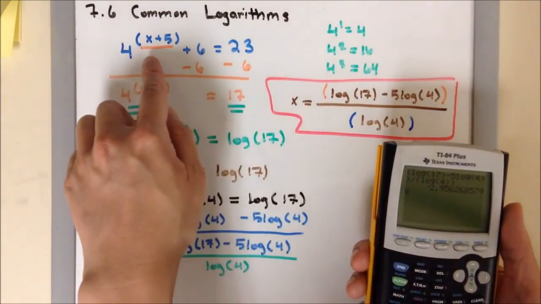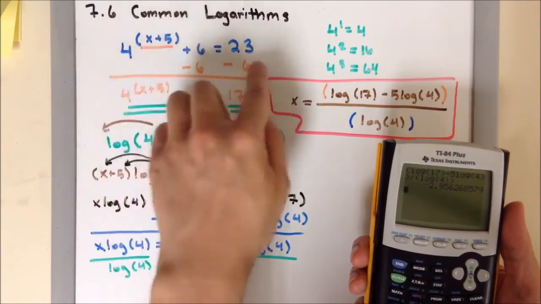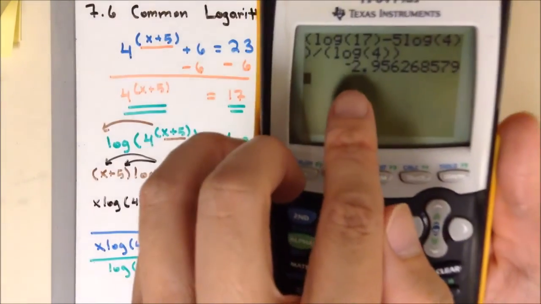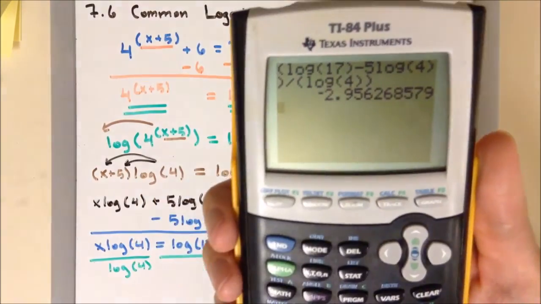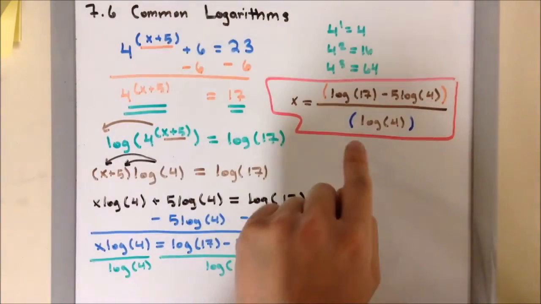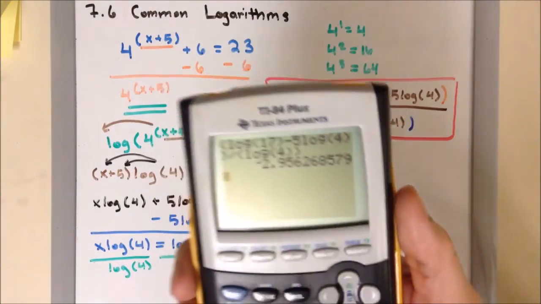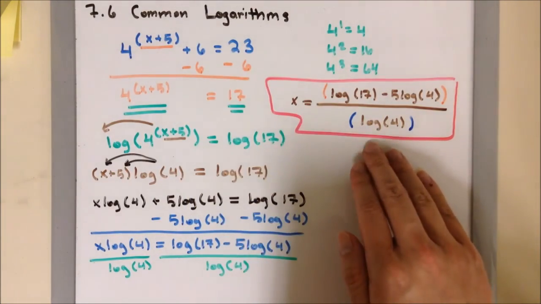So when I plug it in, you will get the correct value for the original problem. But the value of x is negative 2.956, approximately. As long as you did the setup of the work correctly, and then you type it into the calculator correctly, you get the correct answer for the value of x. But again, the main focus is on this work.